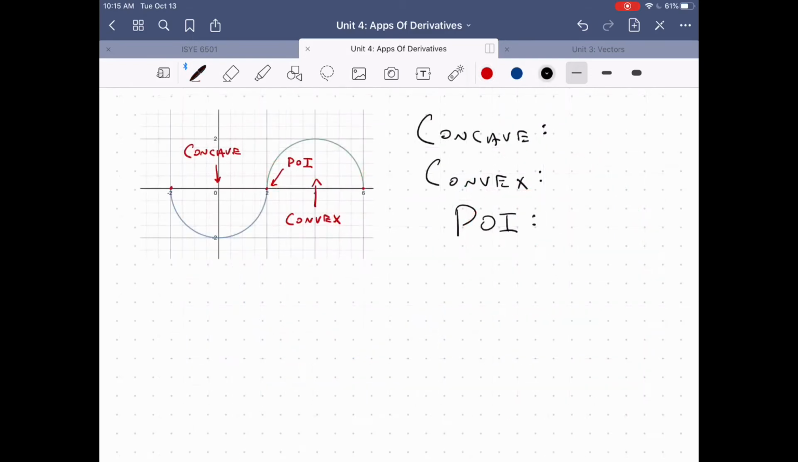So the interval that is concave looks like it's between -2 and +2. And the interval whenever it's convex looks like it goes between +2 and +6. And then the point of inflection, we just need a single point in space. So that point looks like it's right at (2, 0).